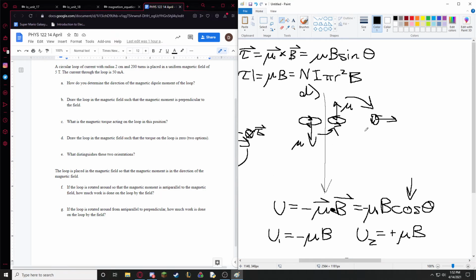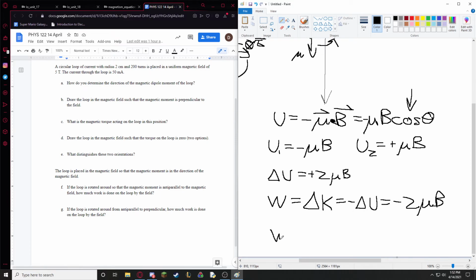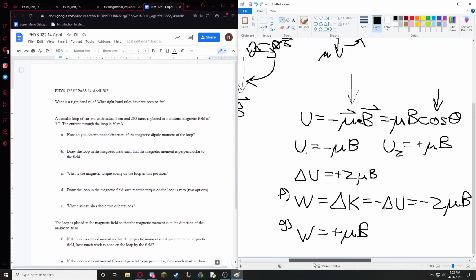So, yep, our work, this is G, this is F, work is equal to positive mu b, because that's our change in potential energy, goes from positive mu b to 0. Work is negative change in potential energy. So negative, negative mu b, positive mu b. Does anyone have any questions about this?